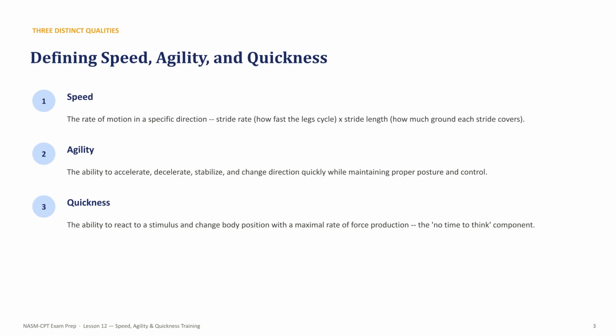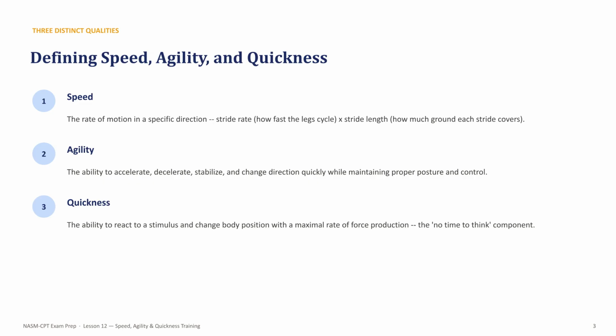These 3 terms get used interchangeably in everyday language. Let's make the distinction crisp. Speed, the rate of motion in a specific direction. Stride rate, how fast the legs cycle, times stride length, how much ground each stride covers. Agility, the ability to accelerate, decelerate, stabilize, and change direction quickly while maintaining proper posture and control. Quickness, the ability to react to a stimulus and change body position with a maximal rate of force production. This is the no time to think component.